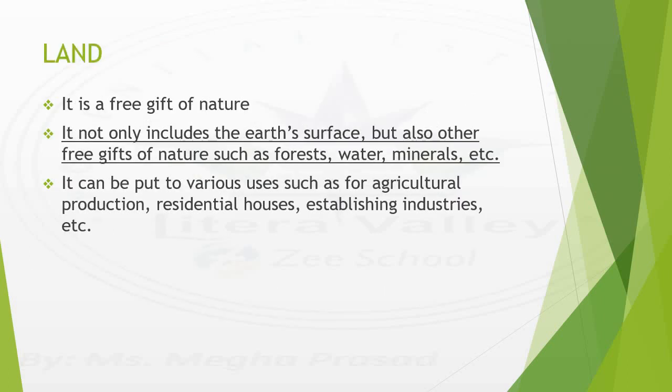Coming to the first factor of production, land. Land is a free gift of nature. It is provided by the nature to us. It not only includes the earth's surface but also other free gifts of nature such as forests, water, mineral, etc. Now, land does not involve only the earth's surface. It involves all those things that are provided by the nature to us.